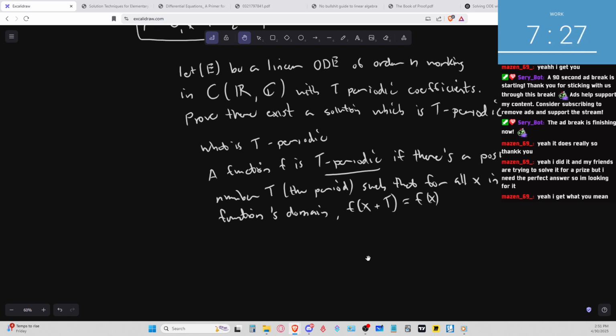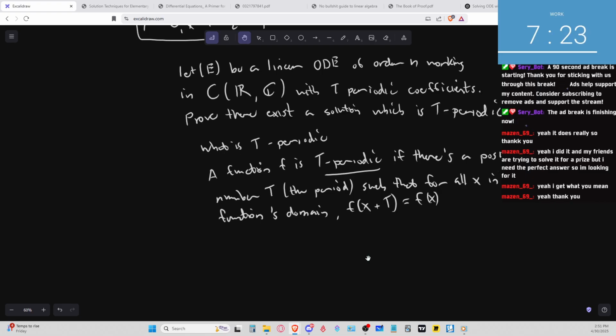Now, Mathadux, I don't know if you're still in chat, but this problem looks really abstract. Let's see, it's working in C, which is probably a set with the complex numbers, and, okay, so we get two different numbers here.